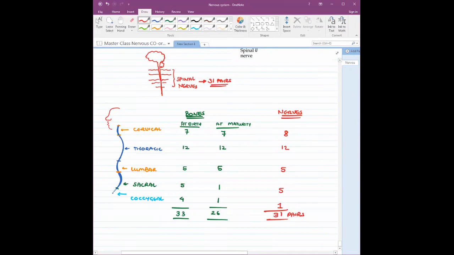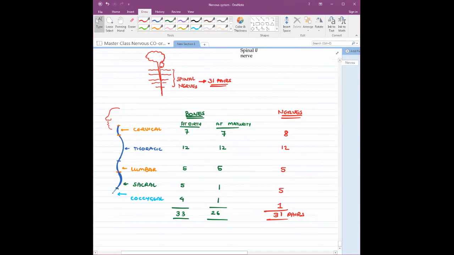Everybody okay with this? Guys, always remember, you will confuse yourself between the number of bones in the cervical region and the number of nerves. The number of cervical bones remains 7. 7 is a characteristic of all mammals. Even a giraffe has 7 cervical vertebrae. But the number of cervical nerves is 8. So you need to keep your eyes on this, guys.